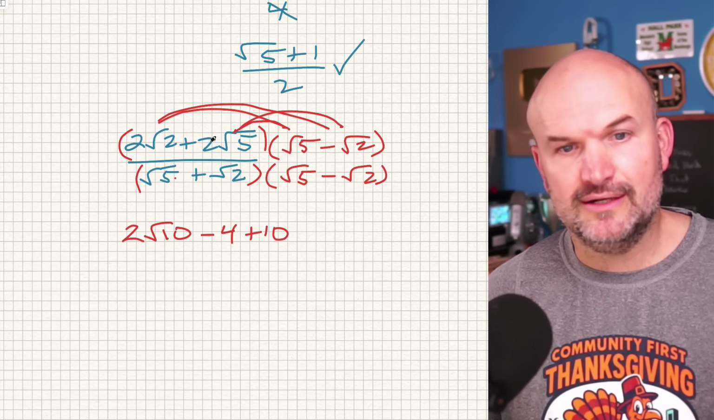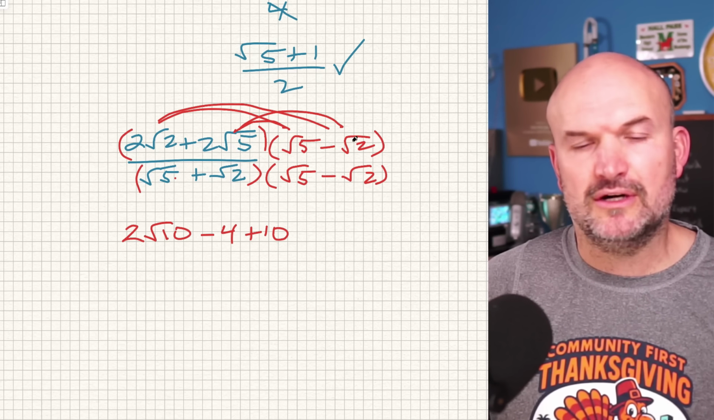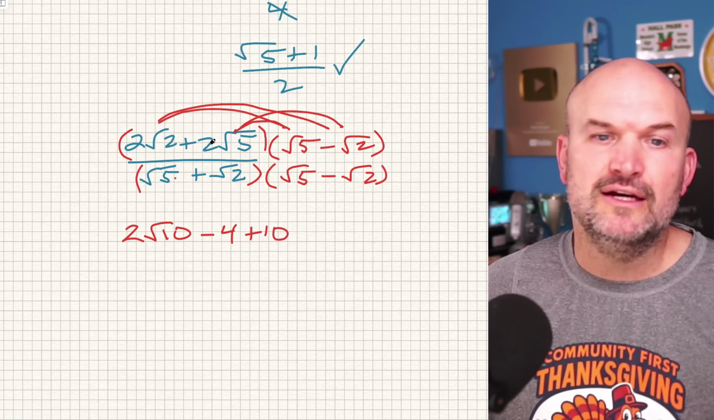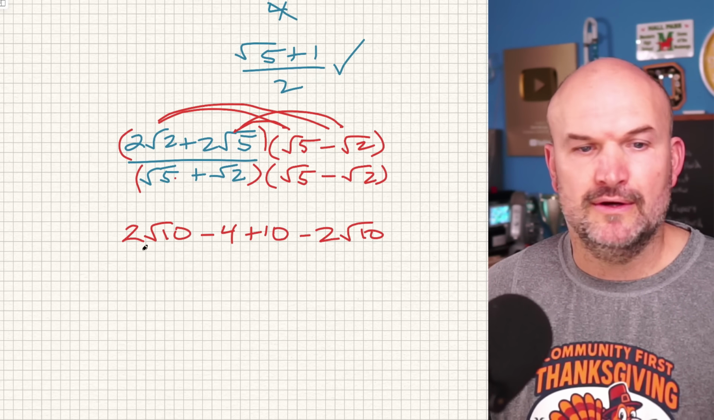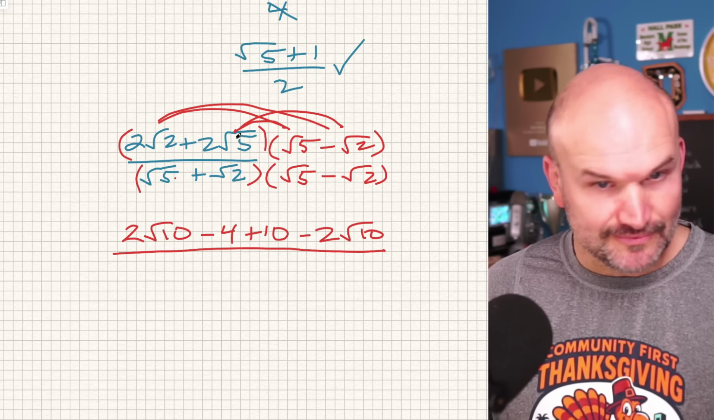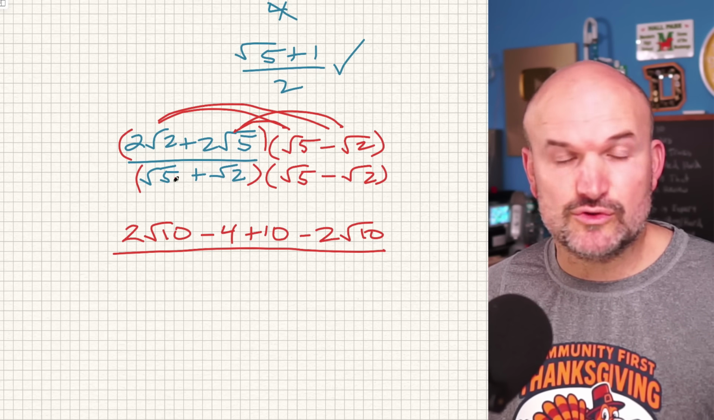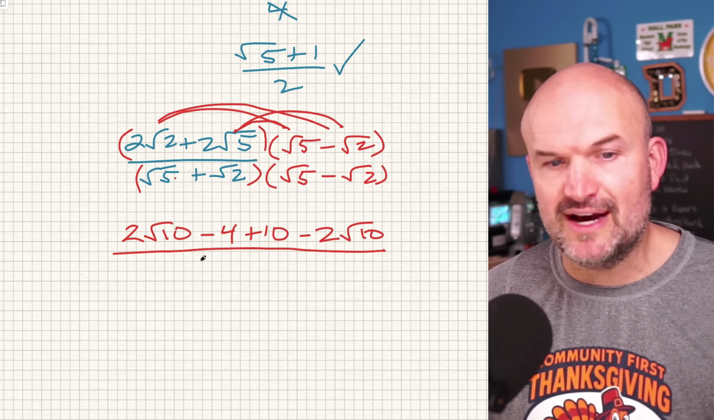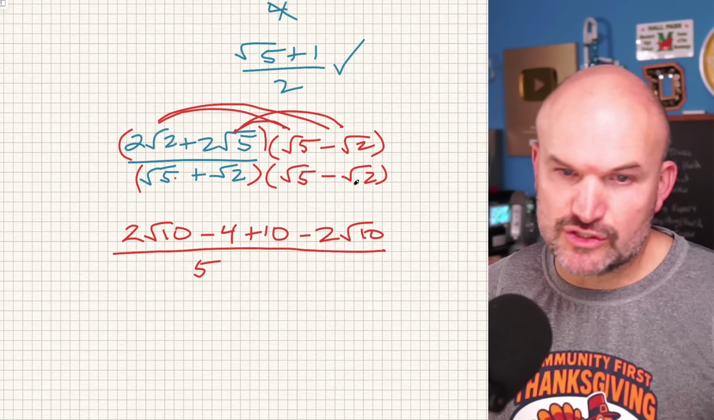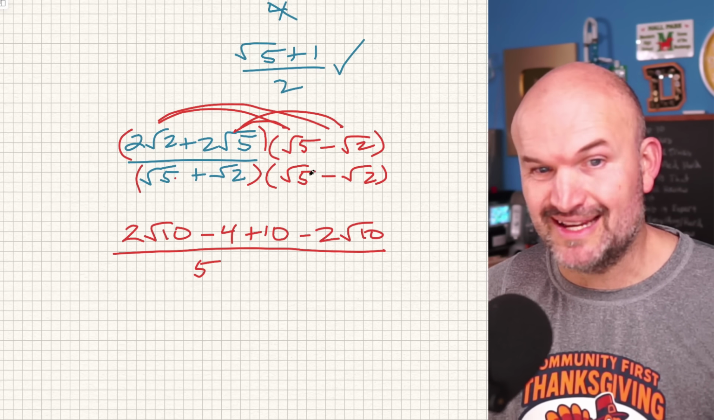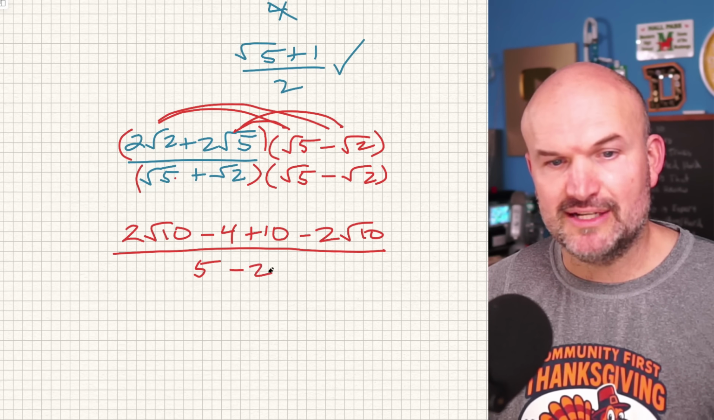And then I have this one here. So square root of 5 times 2 is going to be 10. 2 times negative 2, so that's going to be negative 2 square root of 10. All right, now in my denominator, again, square root of 5 times square root of 5 is going to be square root of 25, which is going to be 5. Square root of 2 times square root of 2 is just going to be 2, but again, that's a minus, right? So it's a minus 2.